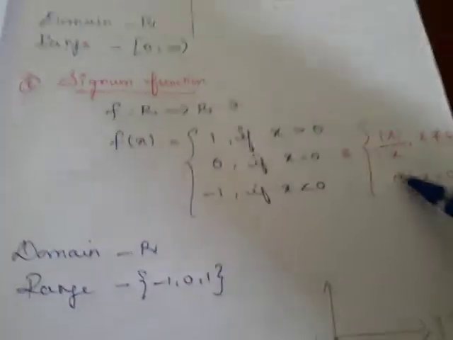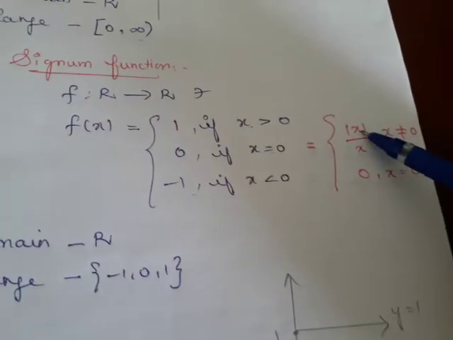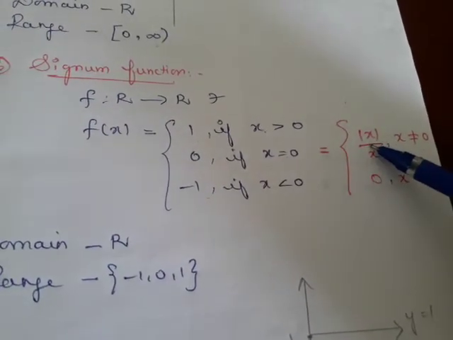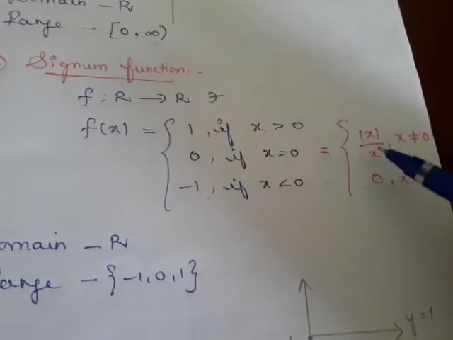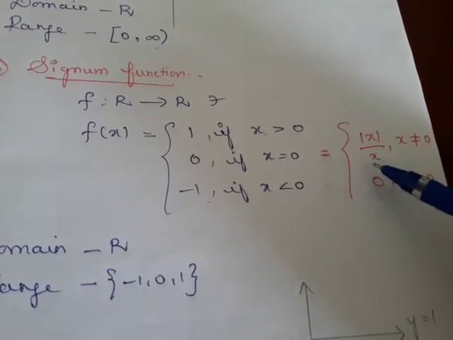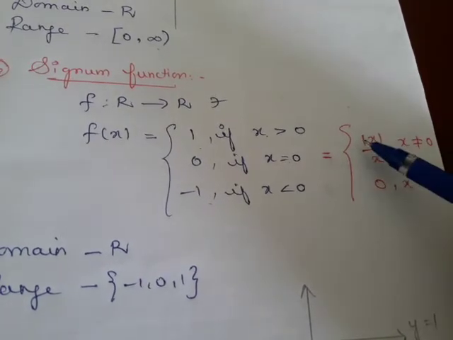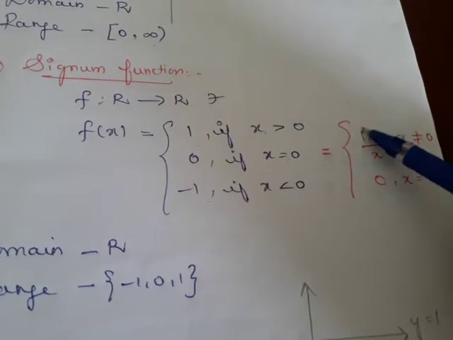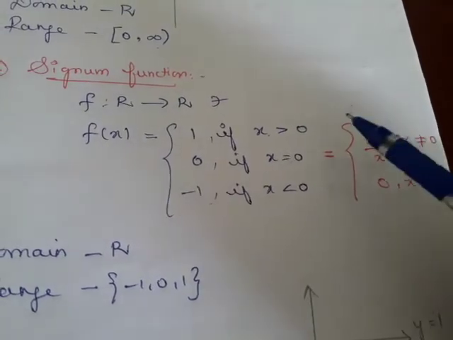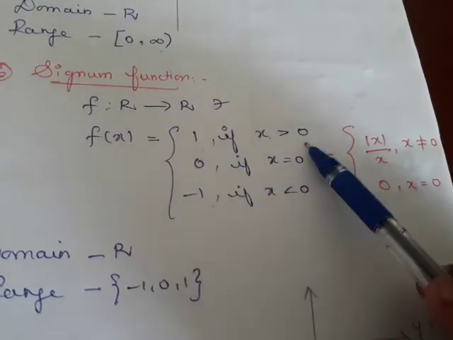This can be rewritten like this also: modulus of x divided by x. Why is it modulus of x divided by x? If x is not equal to 0. If the x you choose is a positive number, then modulus of x gives a positive number only. So it will be x. So x and x will get cancelled, and you will get 1 as your answer. So that's how it is defined.